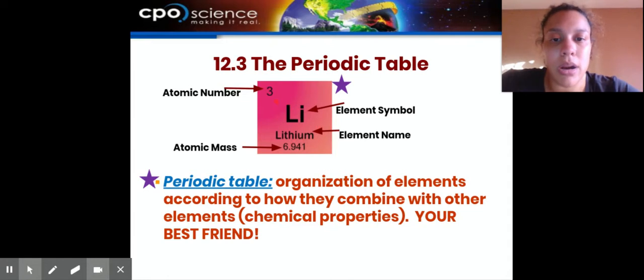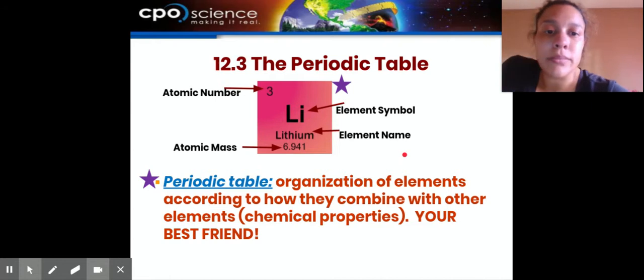Sometimes these numbers are on opposite sides, but just remember the atomic number is always the smaller number, and atomic mass is going to be something with a decimal place attached to it.